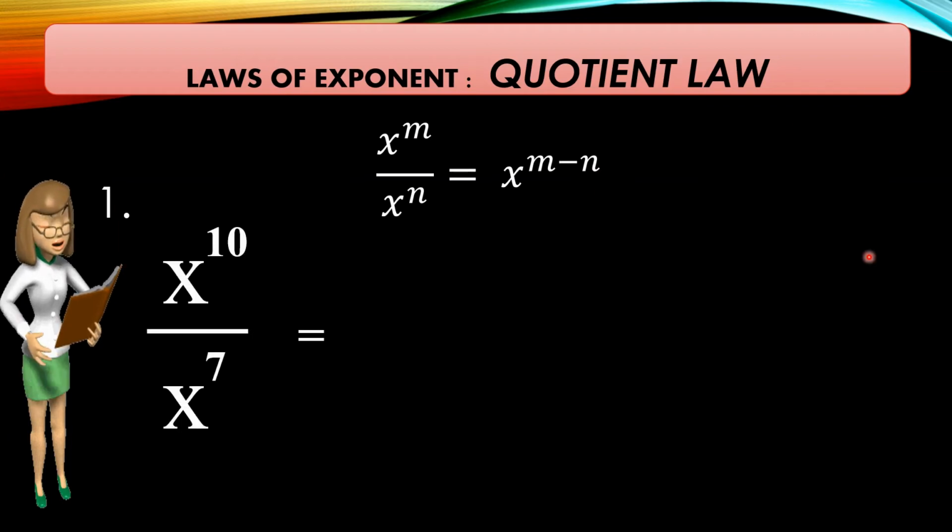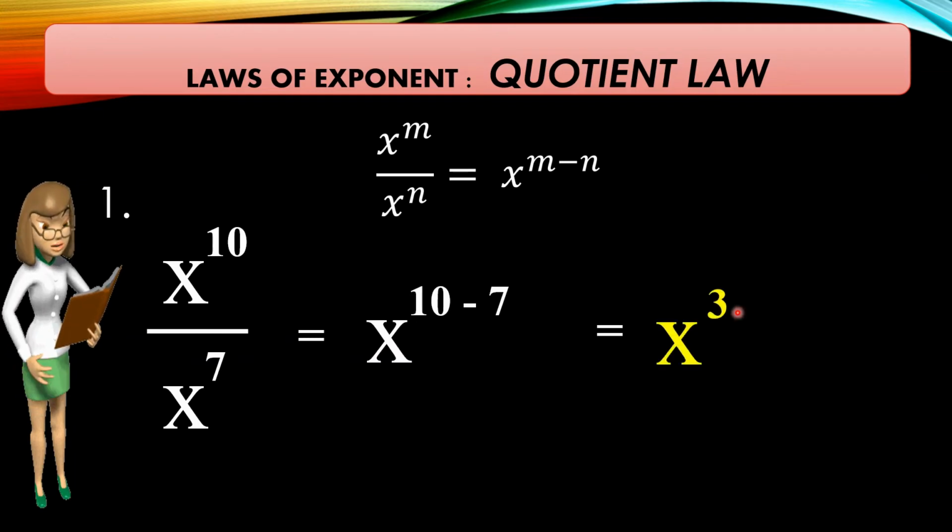Sample, x raised to 10 over x raised to 7 is equal to x raised to 10 minus 7. So 10 minus 7 is 3. So the final answer is x raised to 3.